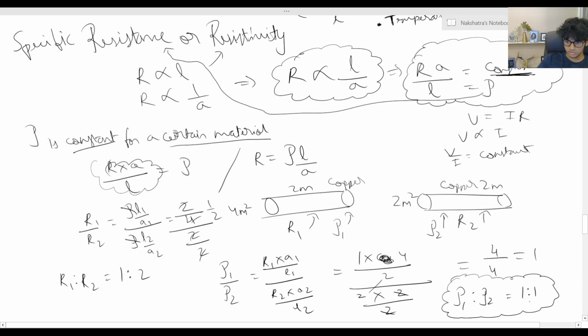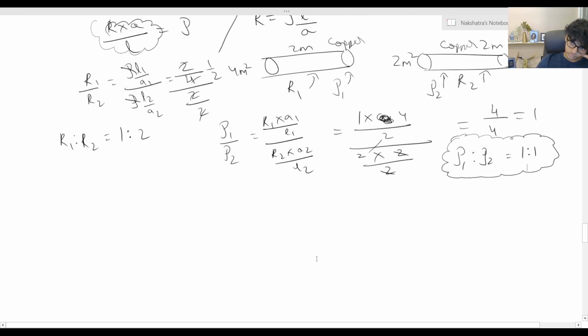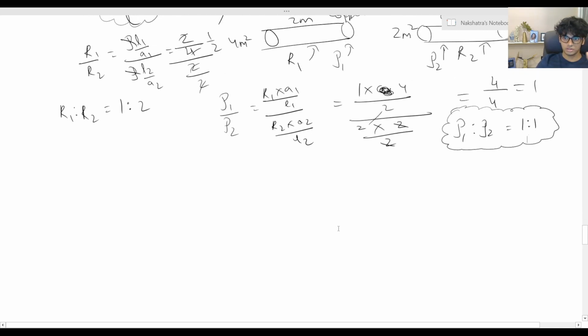So just remember that the specific resistance of the same material is always the same, no matter the length or the area of the conductor. But there are factors which the specific resistance depends on, है ना? First is obviously material, because like we discussed, it's different for every material.